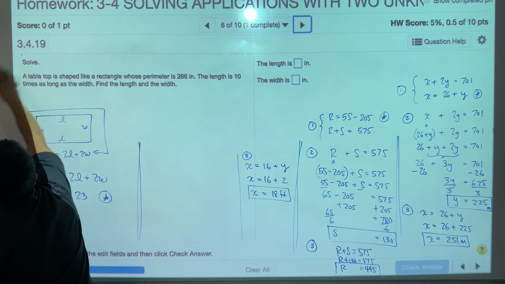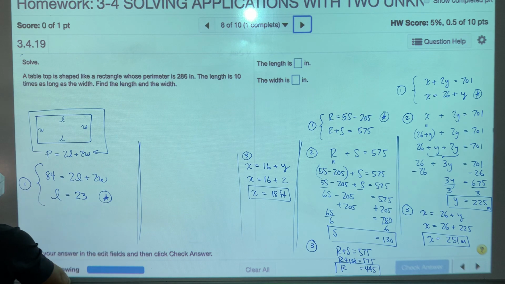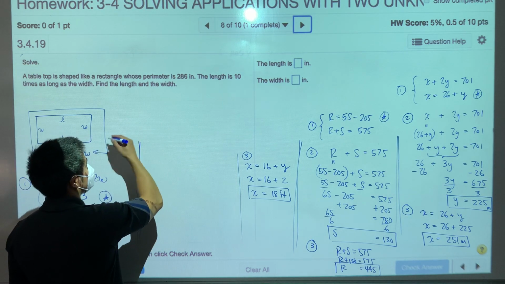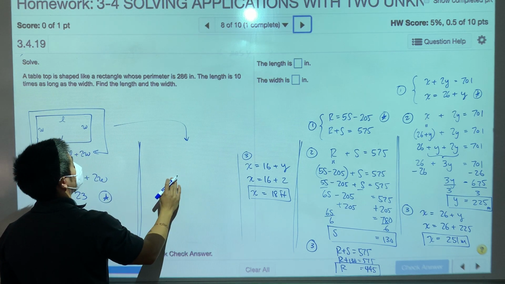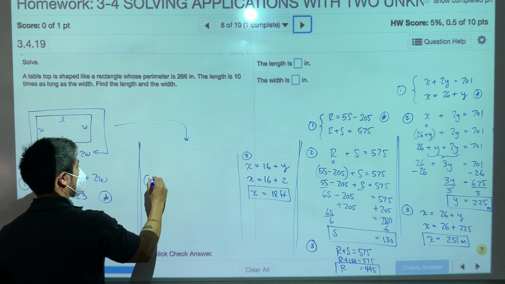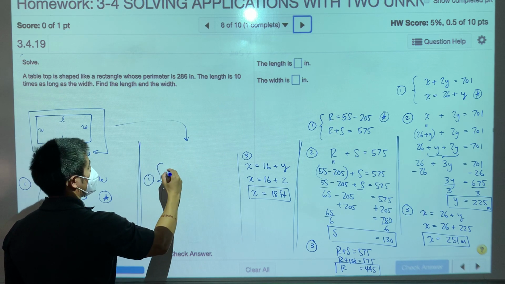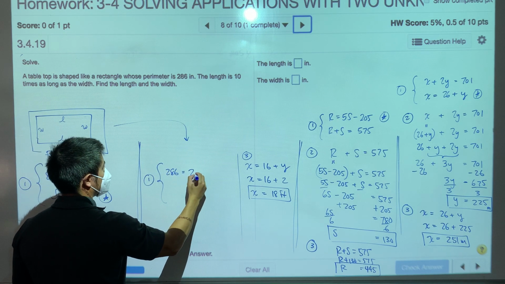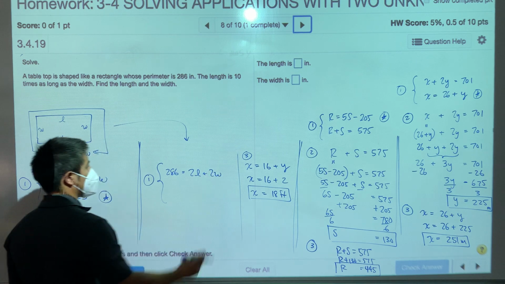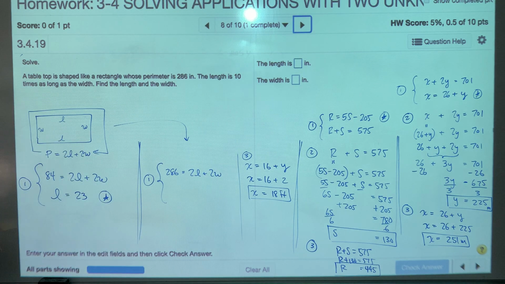Okay. A tabletop is shaped like a rectangle whose perimeter is 286 inches. Well, this transfers over to our problem here. So if we're setting it up, perimeter is 286, so 286 equals 2L plus 2W. There's our first equation. Follow me? Yes? Good.